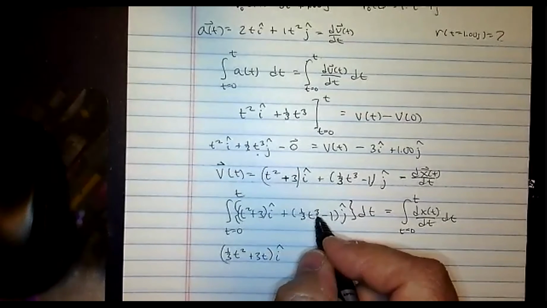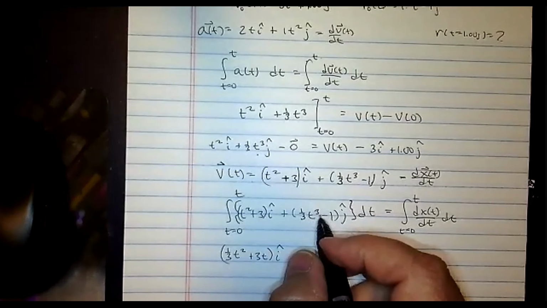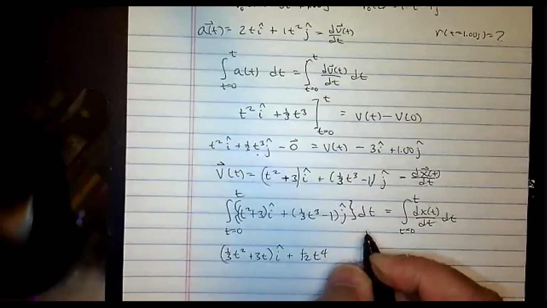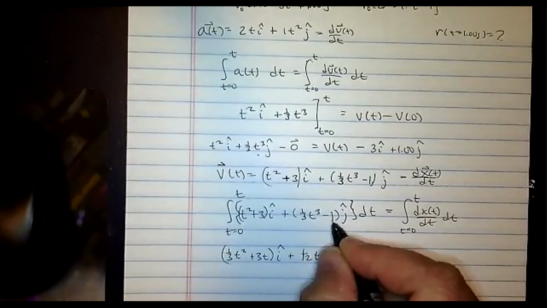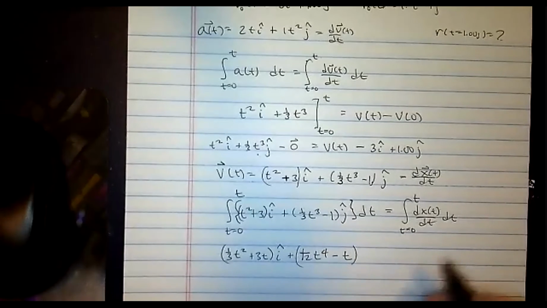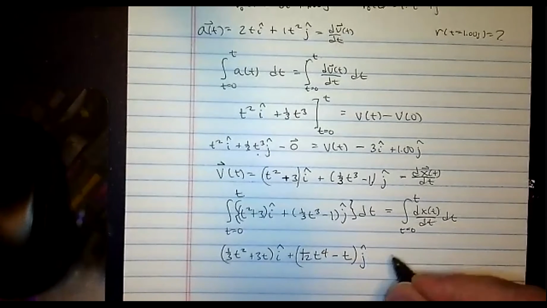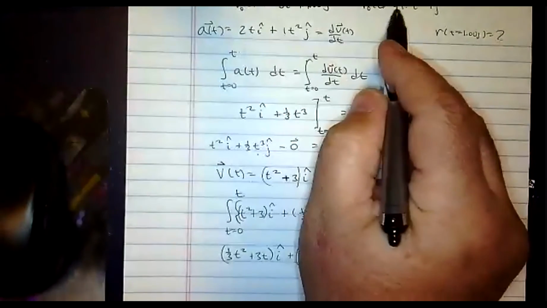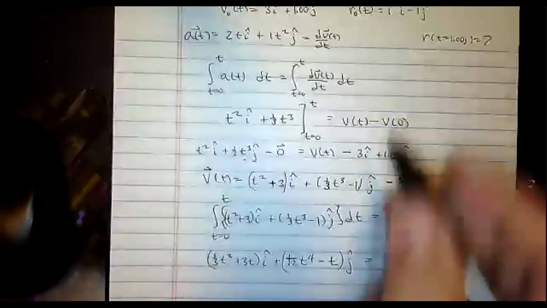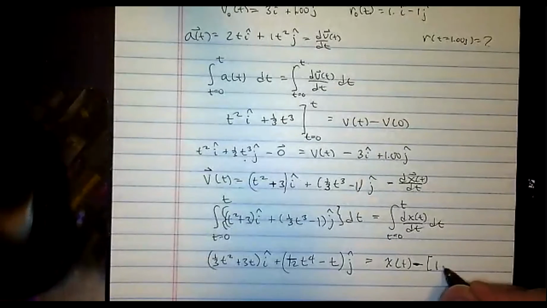And the integral of 1/3 t cubed is going to become 1/12 t to the 4th minus t, because the integral of -1 is just minus t. So this is 1/12, and that's that, and that's j. This is just going to give you x of t minus x of 0, which is what they gave you here. x of 0 is just 1 i hat minus 1 j hat. So I'm going to say minus 1 i hat minus 1 j hat.